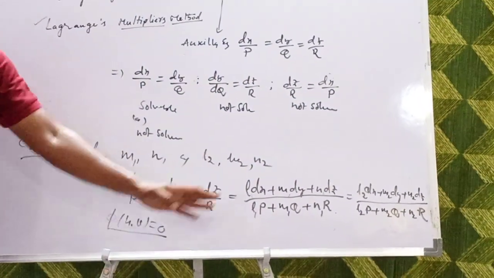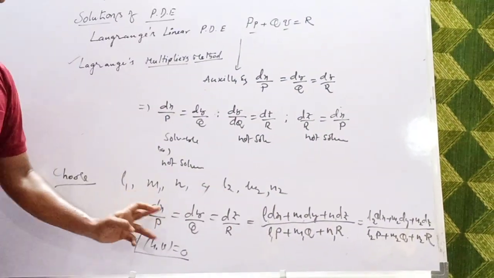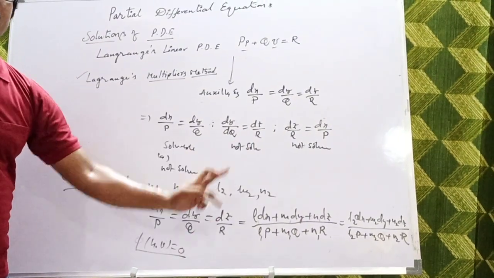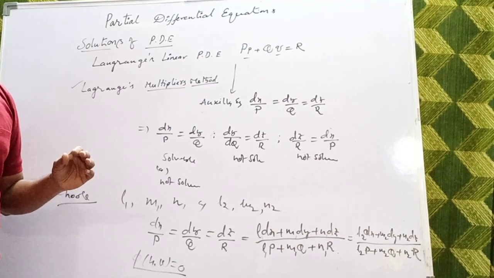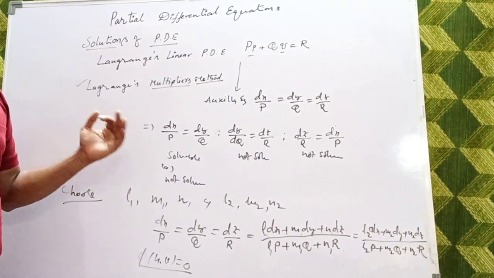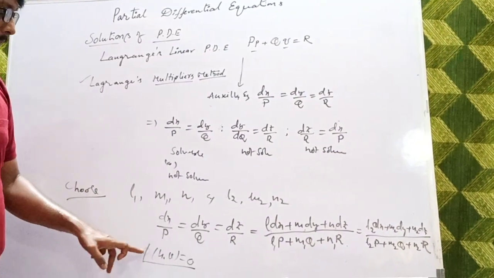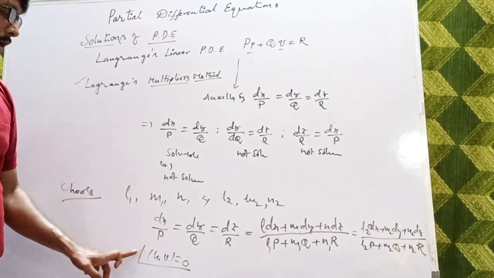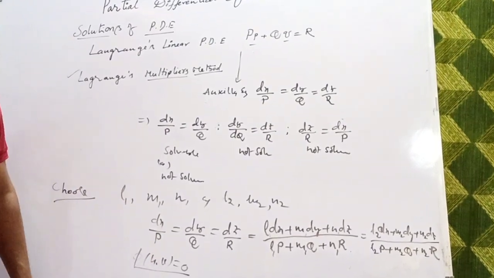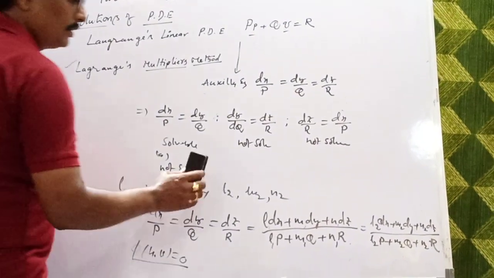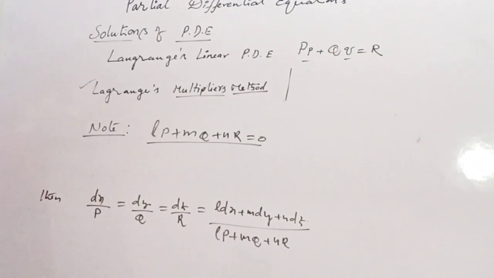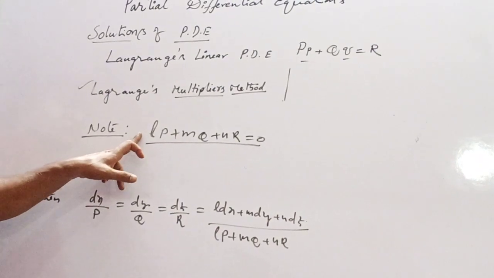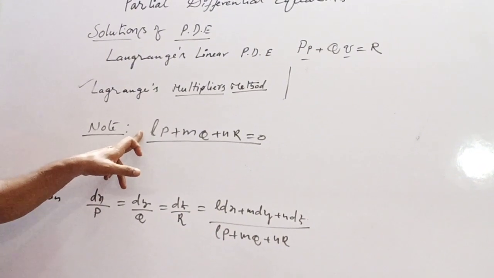Then again rearrange 1 and 4, 2 and 4, 3 and 4, and so on. Then we have 4 different conditions and solve for the different values. That gives the solutions u and v, and phi of u comma v equal to 0. Clear. Observe, suppose the condition is this: LP plus MQ plus NR equal to 0.